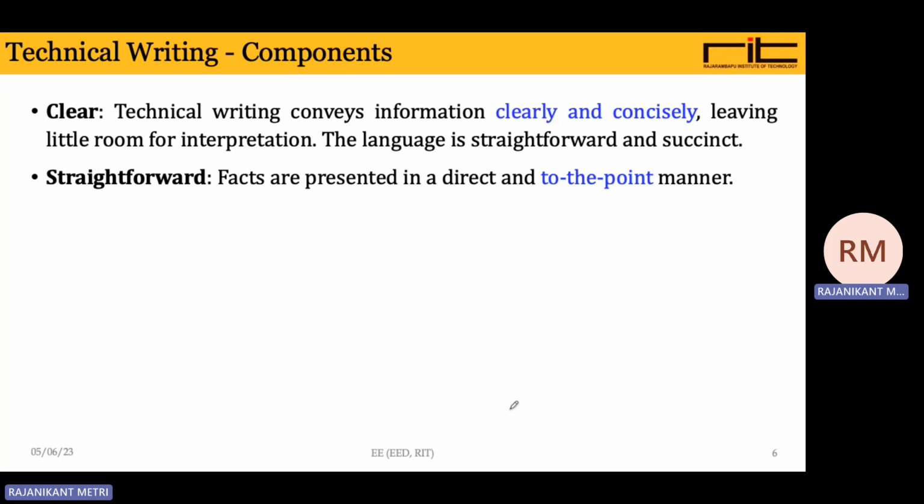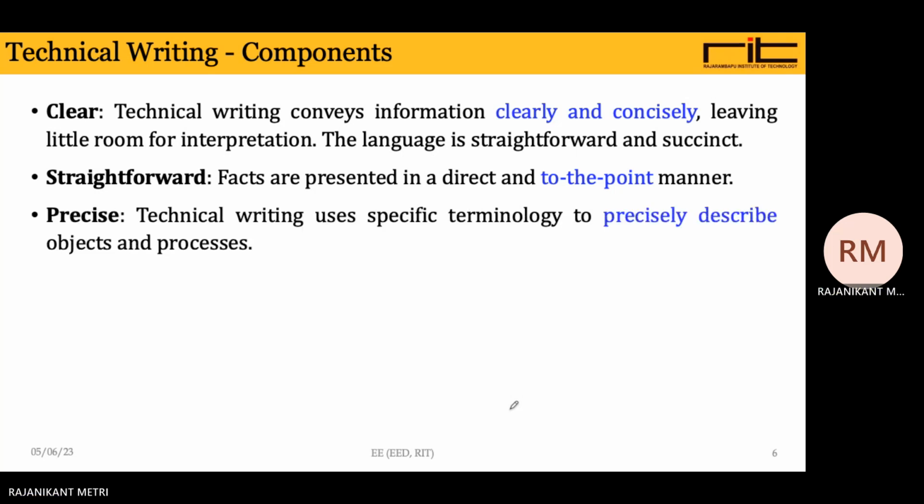Second one is straightforward. Facts are presented in a direct and to the point manner. So whatever experiments, results, analysis is carried out, those should be put in direct form or up to the point. There should not be any ambiguity between those points. So that's why the technical writing should be straightforward. It uses specific terminologies to precisely describe objects and processes. Whatever methodologies, objectives are defined, those should be precise and it should describe those things in specific terminologies.